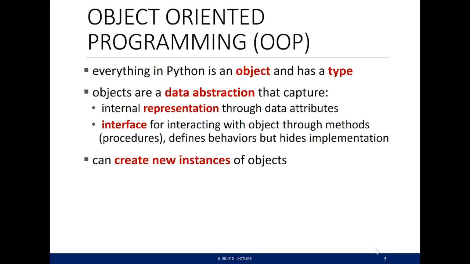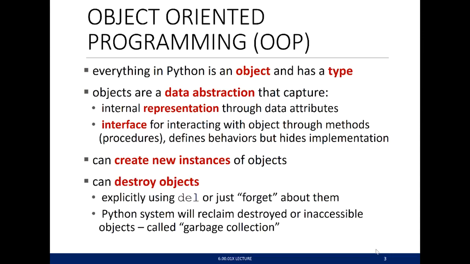Associated with every object, we have the ability to create new instances of that type of object, and we have the ability to get rid of it, to destroy objects, either explicitly using del, which we know is a universal way of removing something from our environment, or just forgetting about them and letting the system eventually garbage collect or reclaim inaccessible or destroyed objects. But that idea of an object having a type, an internal representation, an interface is going to be really important as we think about how we want to create our own objects.